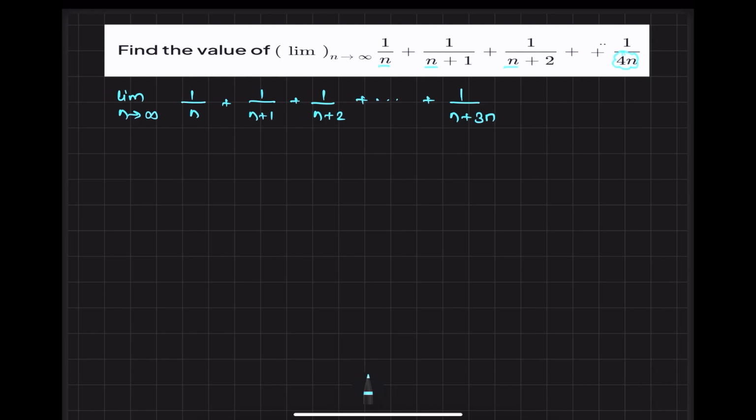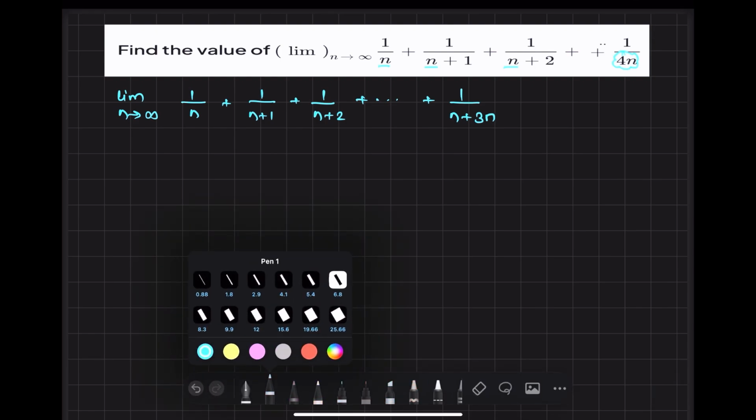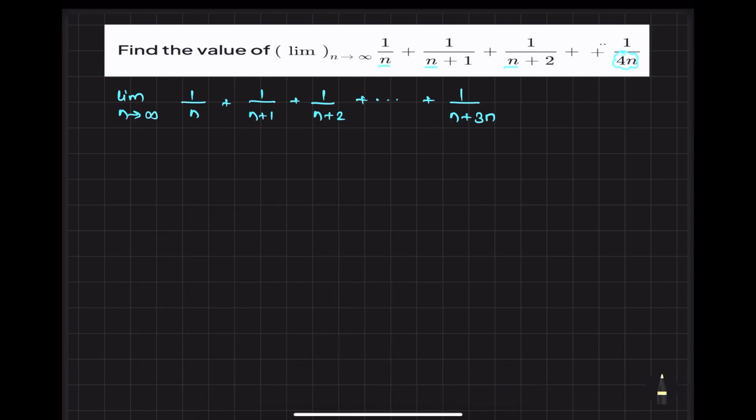Now look at this, how I will write its summation form. So limit n tends to infinity summation, can I write 1 by n plus r? Now who is r? r starts from 0 to 3n. Just tell me, can I do so? Okay, I hope till this part you guys are comfortable.